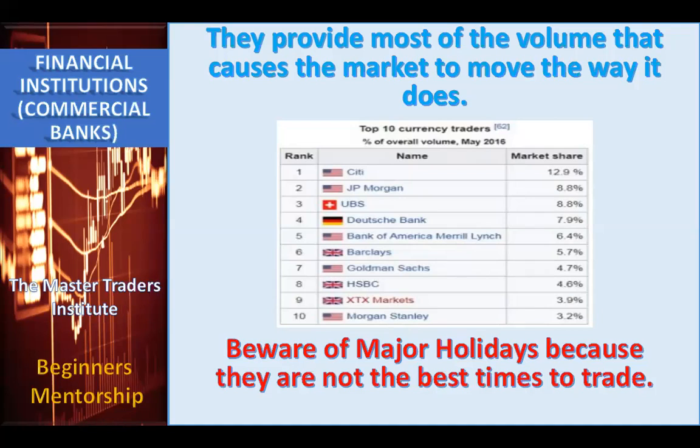As at the time of these statistics, which was in May 2016, Citibank controls whatever is happening in the forex market. They control 12.9% of it. JP Morgan controls about 8.8%. The UBS controls about 8.8%, and so on and so forth. And that is why whenever you start trading forex, beware of major holidays, because on those days the banks are on break.